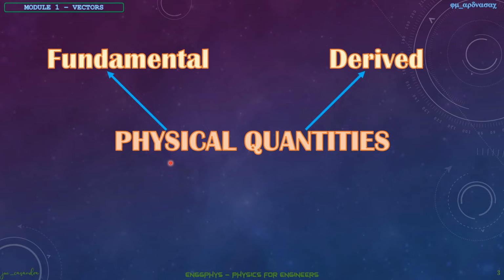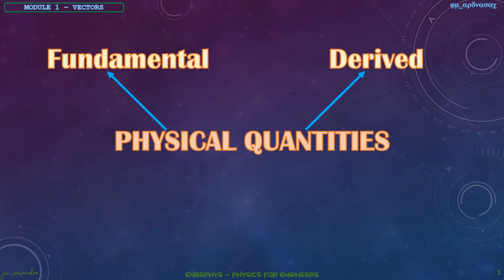Unlike the fundamental quantities, a derived quantity is derived from other terms. Where do we derive it? We derive it from our fundamental quantities. Basically, derived quantities are a combination of different fundamental quantities. What are examples of derived quantities? We have speed, which is a combination of meters per second, so it's a combination of length and time.